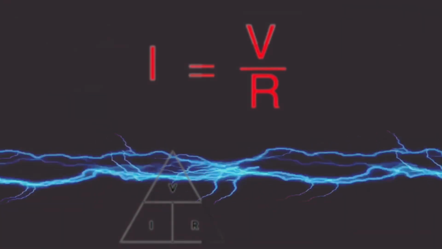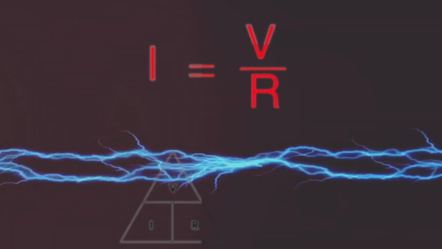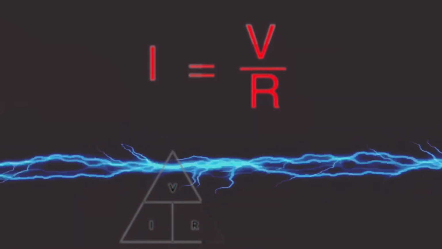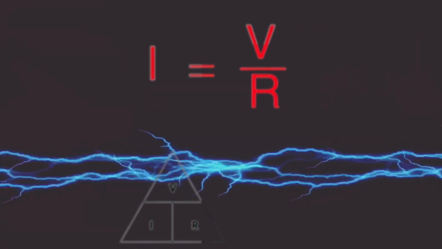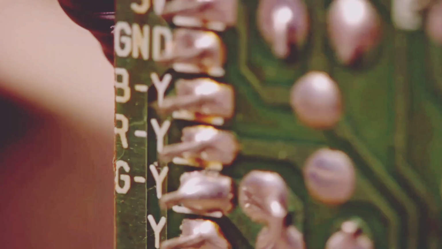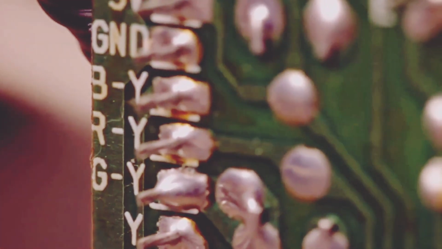In other words, if you increase the voltage or water pressure, the current will increase. If you increase the resistance or blockages, the current will decrease.